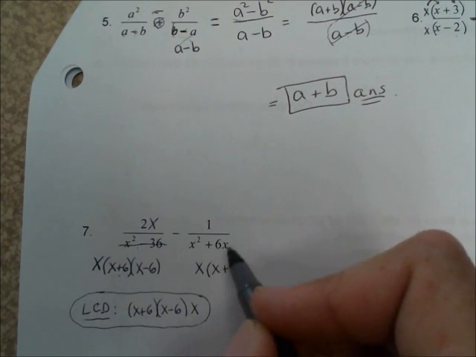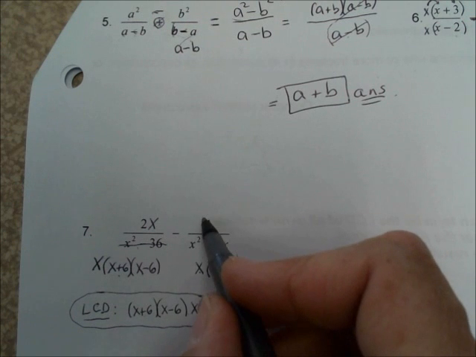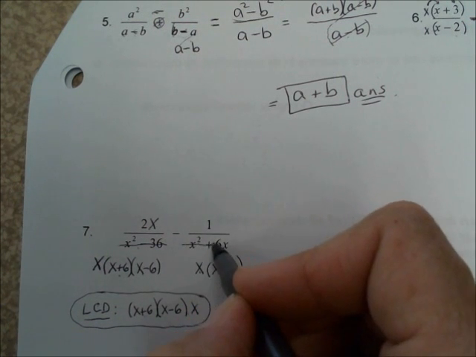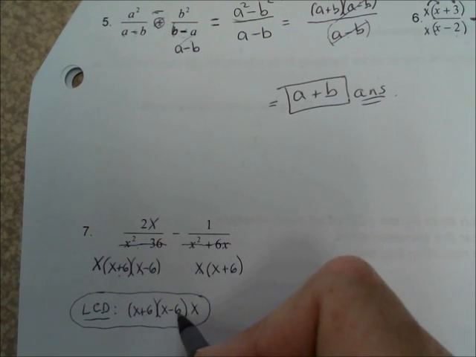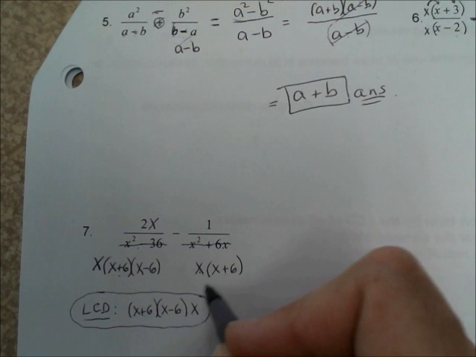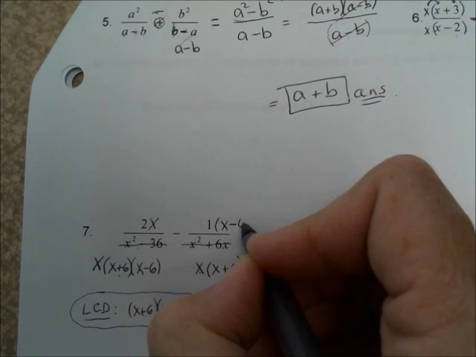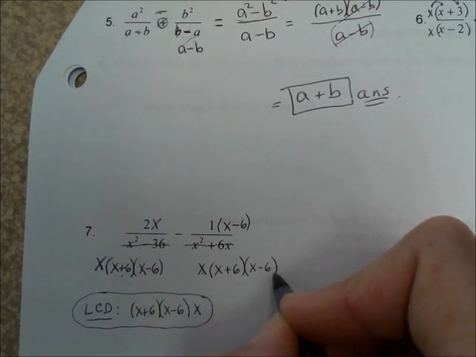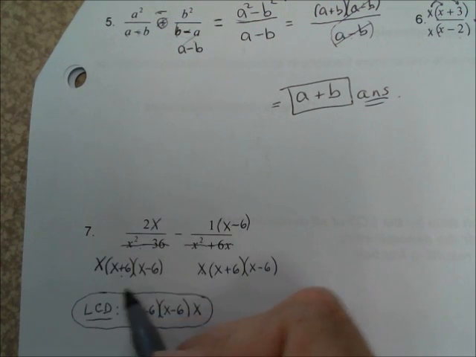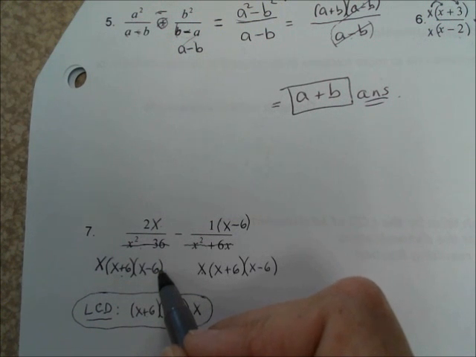In this fraction, we have an x, we have an x plus 6, but what is this one missing? This fraction, this denominator, let's lightly cross this out because we've already factored it. This denominator is missing this x minus 6 right here. So what you're going to have to do is multiply the top and bottom by x minus 6. So there's the top and there's the bottom by x minus 6. Now you can see this fraction really says 2x all over x times x plus 6 times x minus 6.